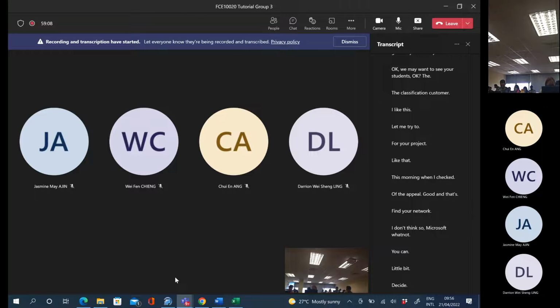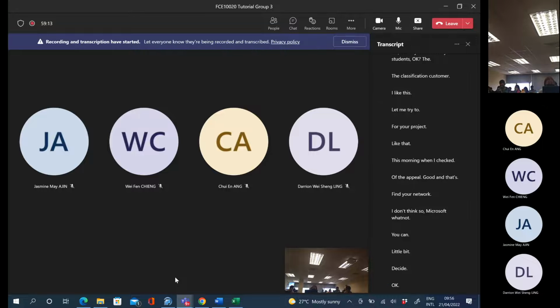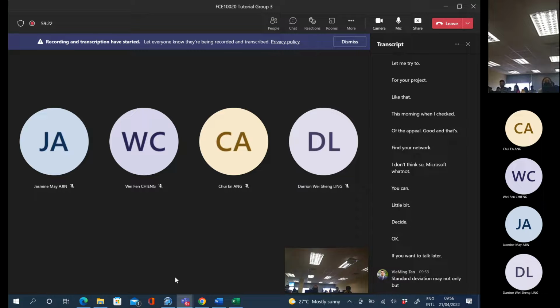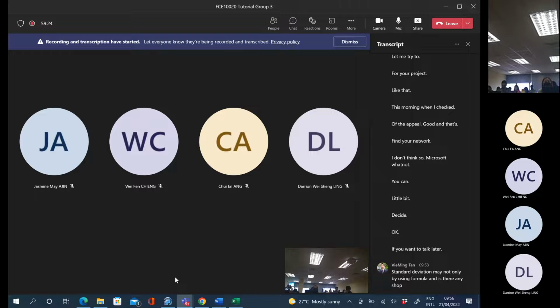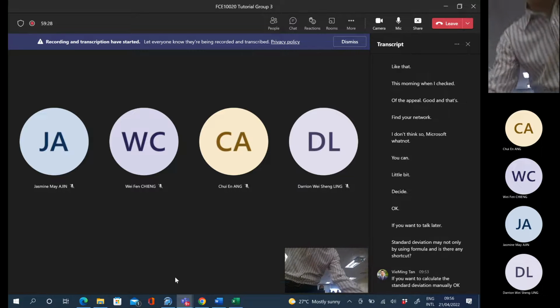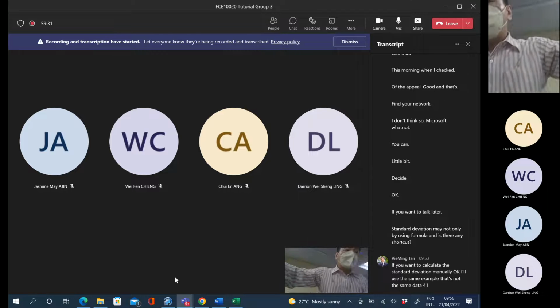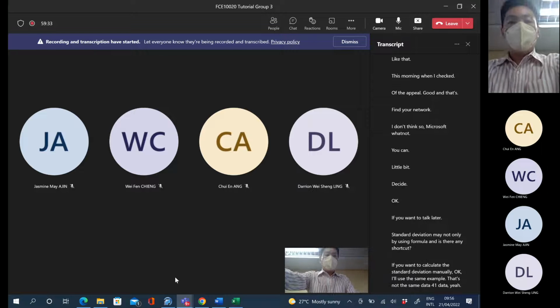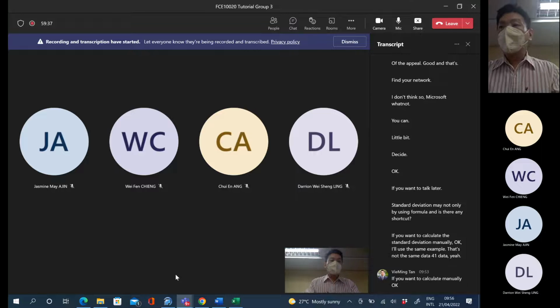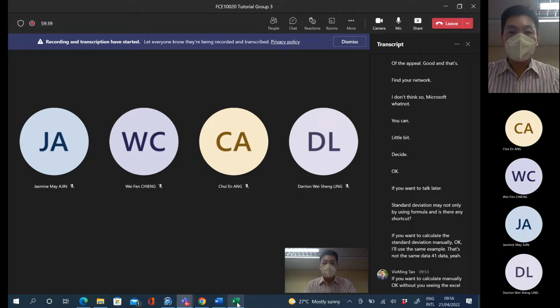How to get this value, total X data. Okay. So class, if you want to calculate the standard deviation manually by using the formula, is there any shortcut? I'll use the same example as just now, the same data, 41 data. If you want to calculate manually, without using the Excel formula, is there any shortcut?